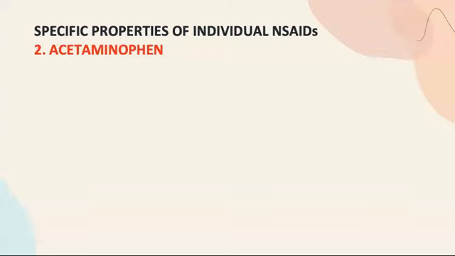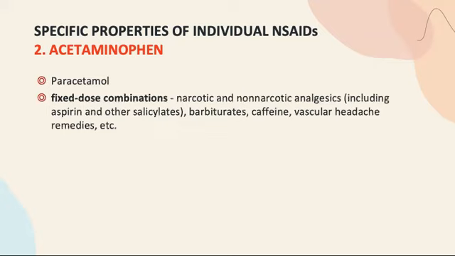Acetaminophen or paracetamol or N-acetyl-p-aminophenol is the active metabolite of phenacetin. It also has a fixed dose combination containing narcotic and non-narcotic analgesics. Acetaminophen is well tolerated, however, overdosage, about two-thirds of which are intentionally induced, can cause severe hepatic damage. The maximum FDA recommended dose of acetaminophen is 4 grams per day.